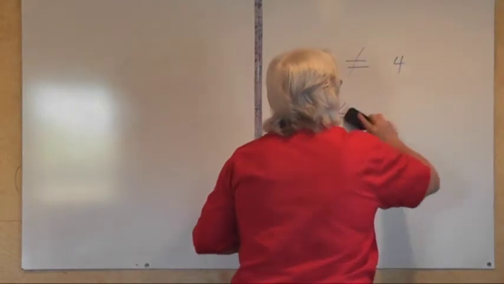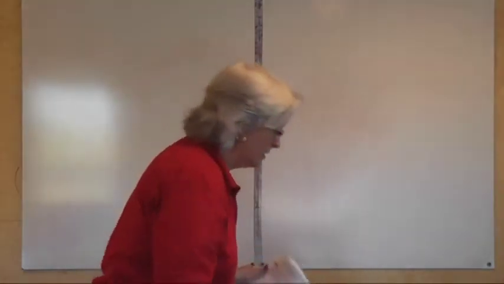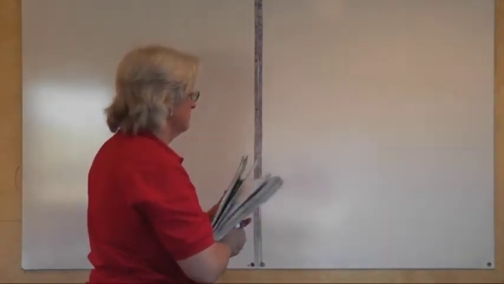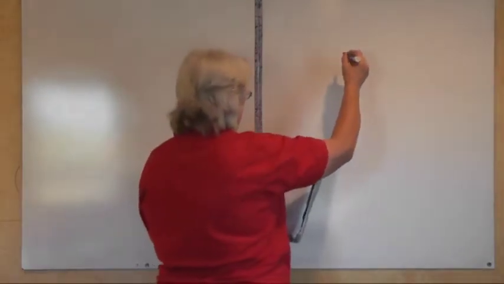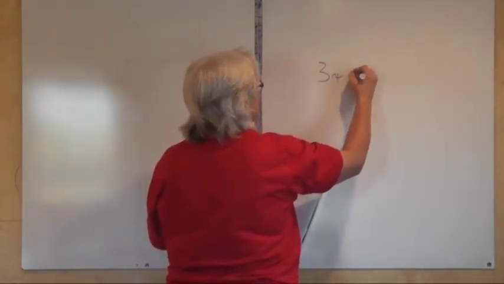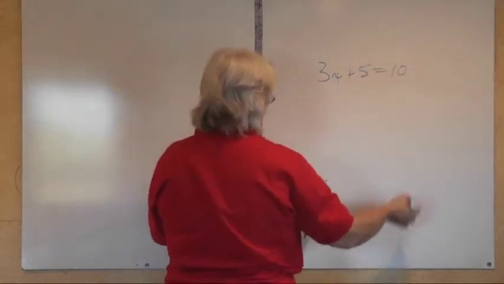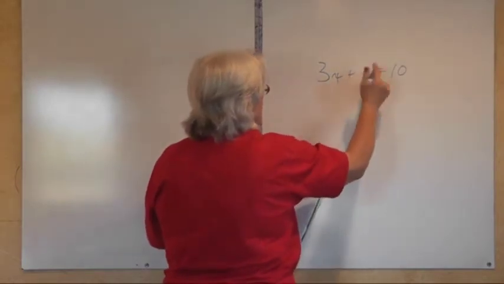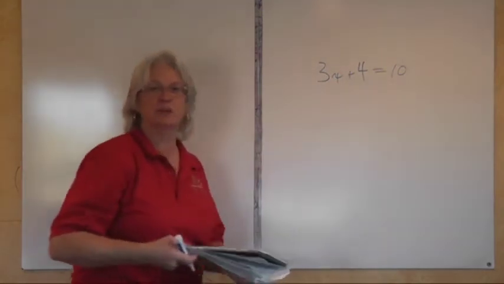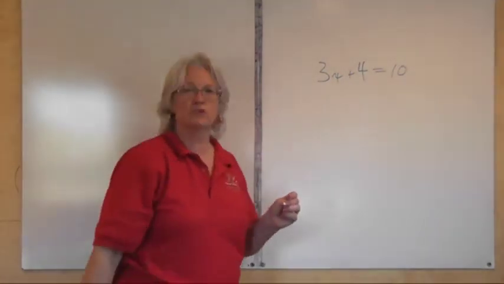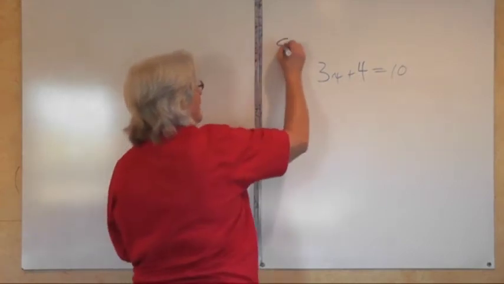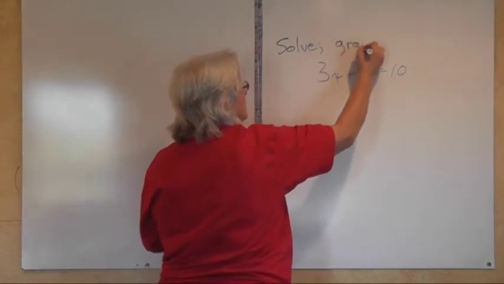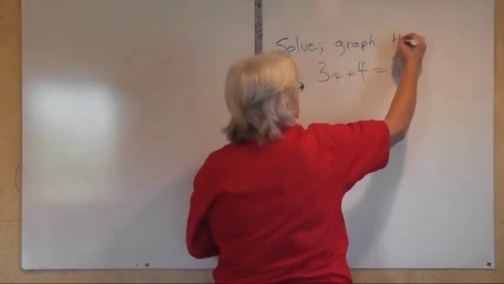And let's consider how we would graph this, how we would show this. For example, we have this equation here: 3x plus 5 is equal to 10. I'm going to change this: 3x plus 4 is equal to 10. What if I gave you the instructions that said solve and graph the solution on the number line?